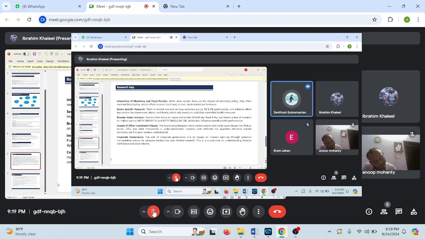Regarding the impact of other investment classes, we also find the relationship between stock market returns and other asset classes like mutual funds, ETFs, and other derivative market instruments. It also includes the overall market performance, how they are changing as per the monetary or fiscal policy. The last part is corporate governance, the role of corporates, and how much the investors are impacted during this action. How companies' leaders act has seen limited research. This is a crucial area for understanding investment confidence and stock returns.